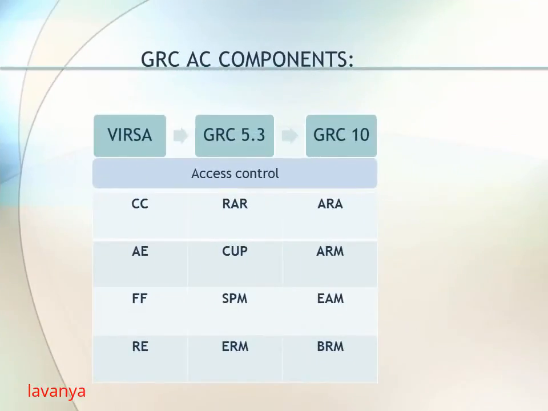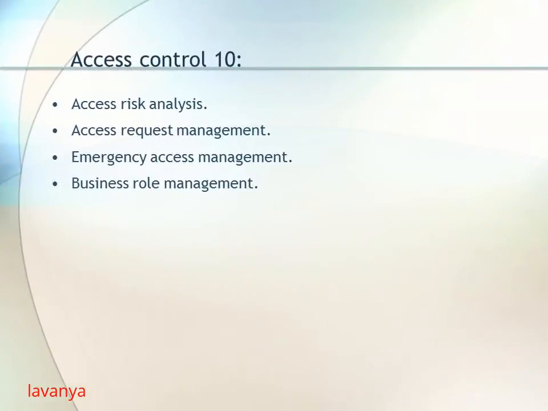Initially in Virsa, the access control components are compliance calibrator, access enforcer, firefighter, and role expert. Later in GRC 5.3, they are risk analysis and remediation, compliant user provisioning, super user privilege management, and enterprise role management. Now in GRC 10, they are access risk analysis, access request management, emergency access management, and business role management.